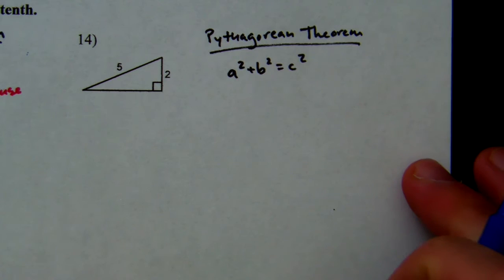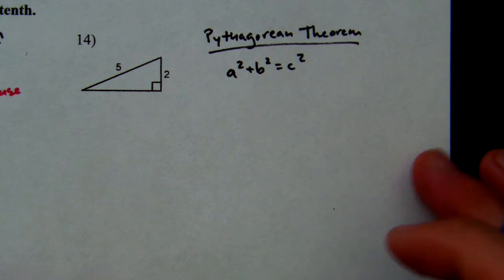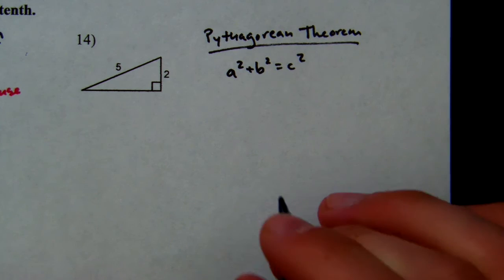All right, the Pythagorean theorem. A squared plus B squared equals C squared. We use this when we find right triangles. If you watched the previous video, we found one of the sides. This one's going to be a little bit different.